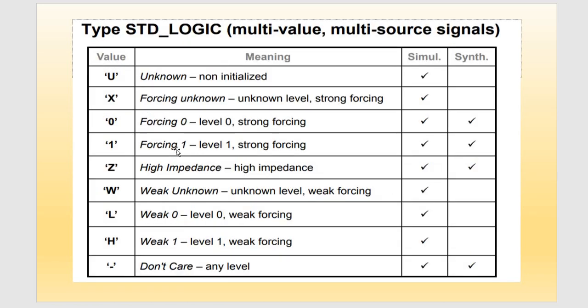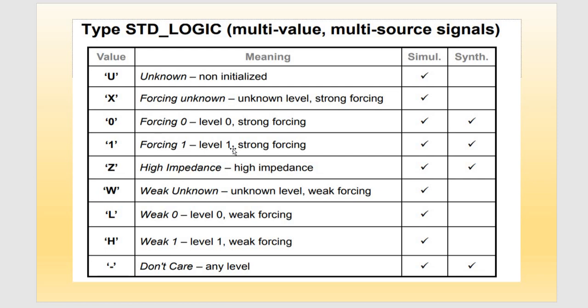As far as these standard logics are considered, this is called multi-value, multi-source signal logic. There are these 9 possibilities or options available. First is called U, that is unknown or not initialized, also referred to as uninitialized. Simulation is possible for all of them. Second one is X, that is forcing unknown level, strong forcing. So that's why it is going to convert into 1.